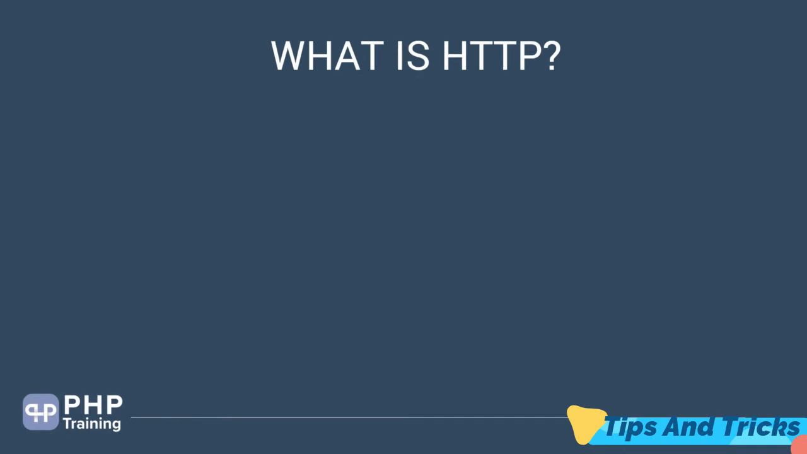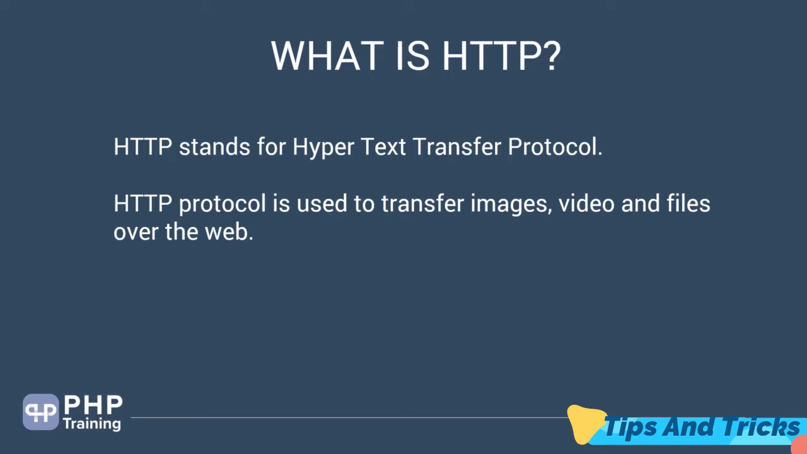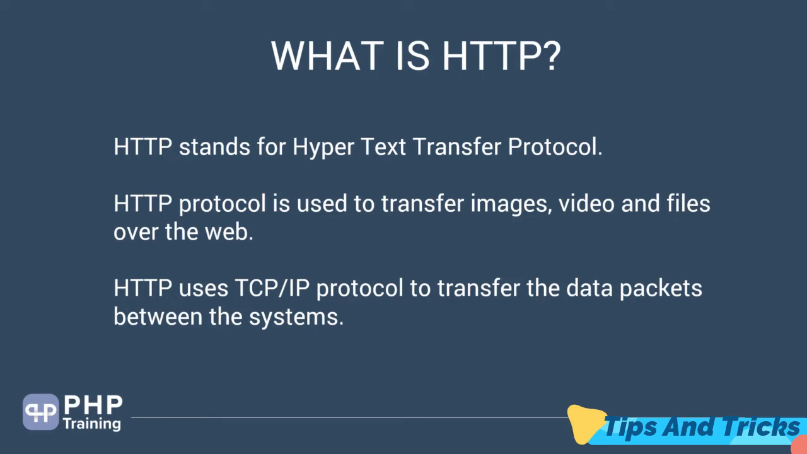So let's do a quick definition of what HTTP is. HTTP stands for Hypertext Transfer Protocol. That's the definition of it. Because HTTP's purpose is to transfer hypertext, that's why it's called Hypertext Transfer Protocol. And the HTTP protocol is used to transfer images, videos and files over the web. Obviously, HTTP uses the TCP/IP protocol to transfer the data packets between systems, and it is built on top of TCP. So that's all about the HTTP protocol. Let's understand how HTTP actually works on the internet. We'll go into the details of how HTTP works.